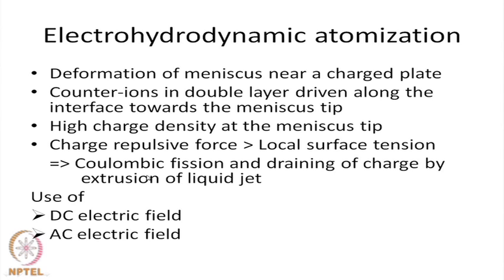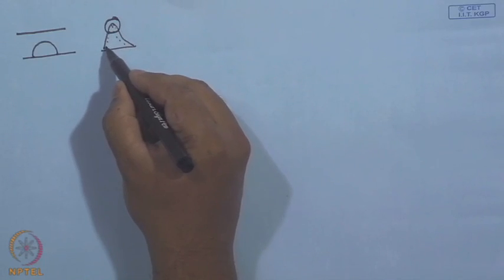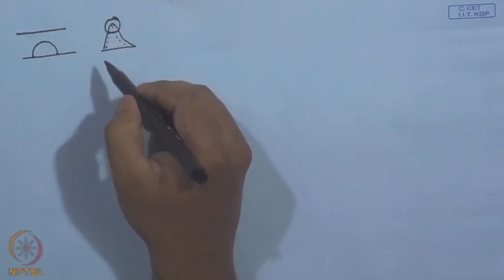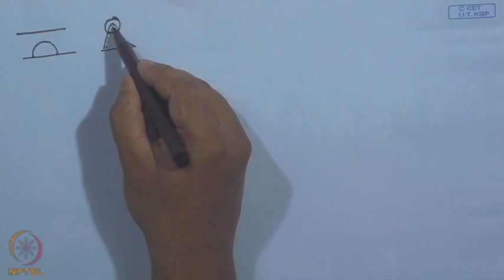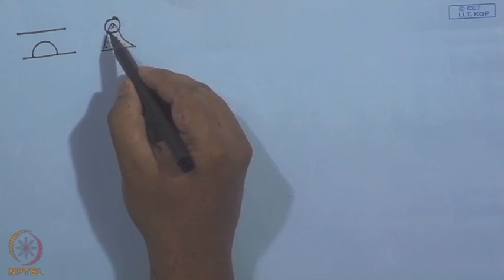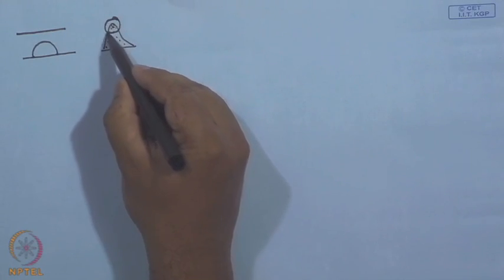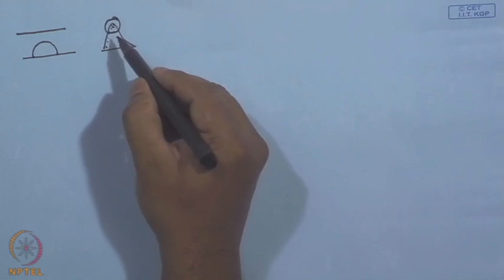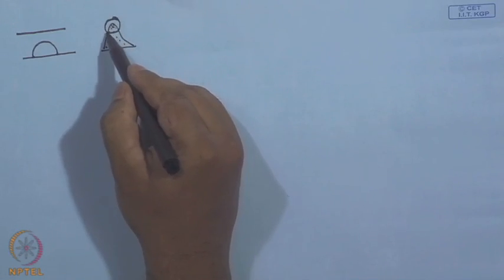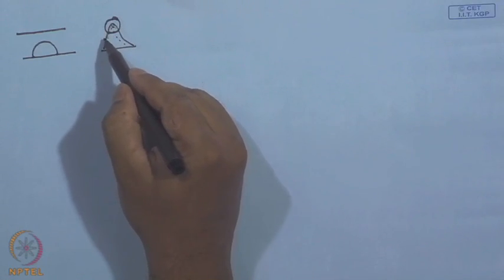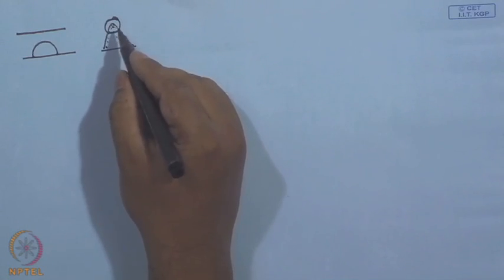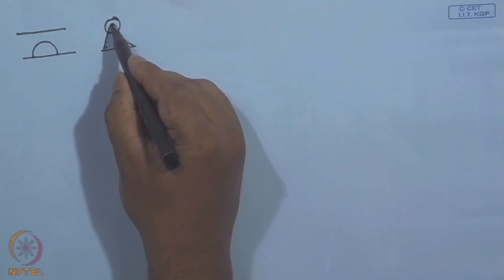What this means is that you have a droplet, and because of the presence of this electric field, there is a high charge density at the meniscus tip, and there would be a charge repulsive force within this tip. When it is higher than the local surface tension, this droplet cannot hold that portion. There would be a Coulombic fission, and the only way the charge can drain is if a liquid jet extrudes from this tip.